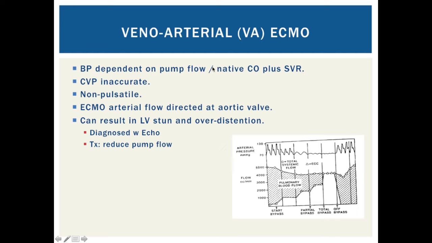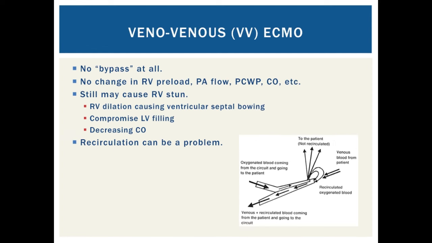When the blood is readministered, or given back to the patient, it is directed at the aortic valve. This is to help with coronary perfusion. Now, as a result of this, one of the complications is you can get LV stunning and over distension. That's diagnosed with echo, and you can reduce the pump flow if you need to fix that. Just little quirks of using VA ECMO.